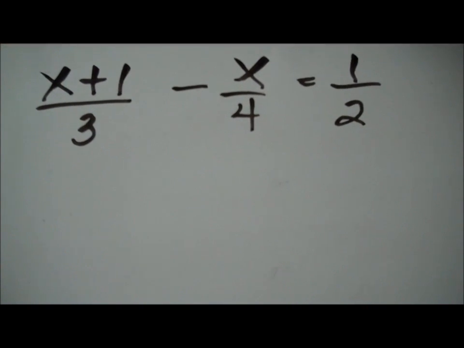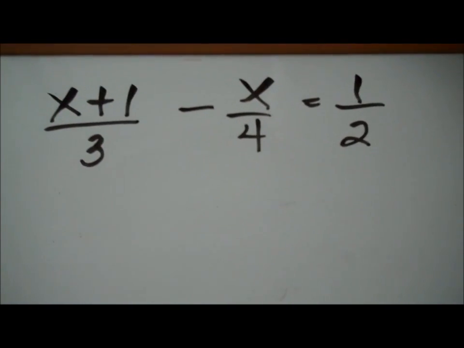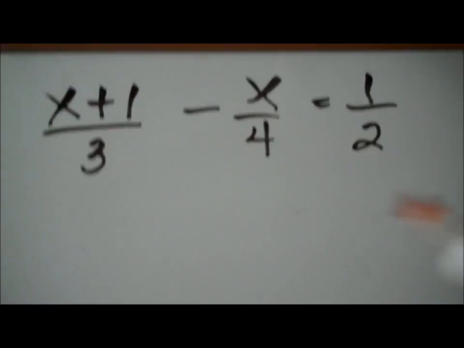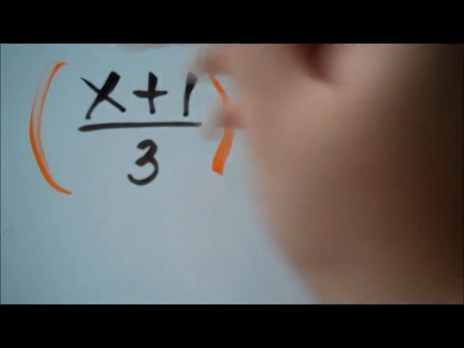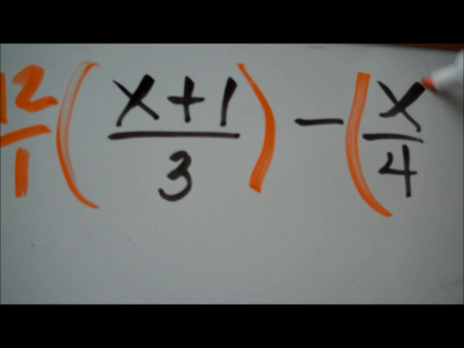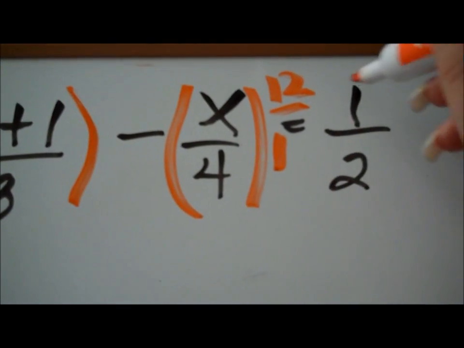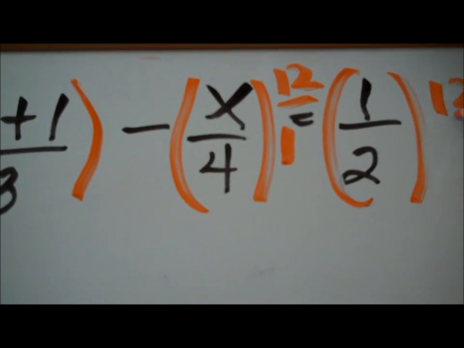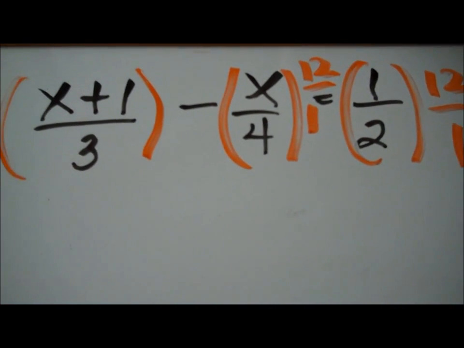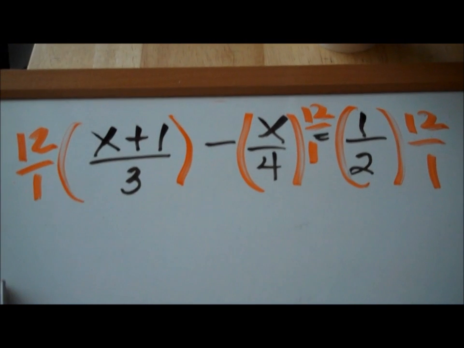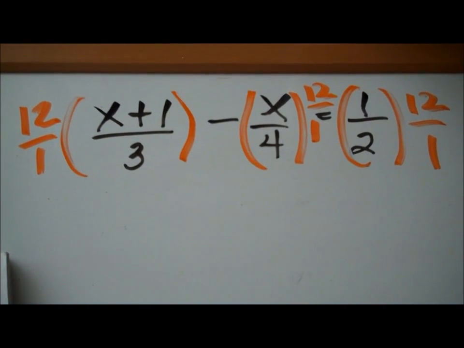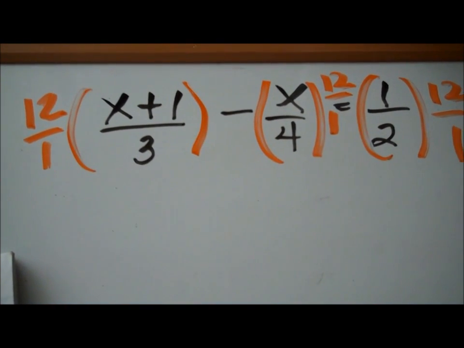The reason why we find the LCD is because this is going to allow us to get rid of the fractions. You're going to multiply everything by 12 over 1. And I do mean everything. Because again, what you do to one, you have to do to all. So again, everything is being multiplied by 12.